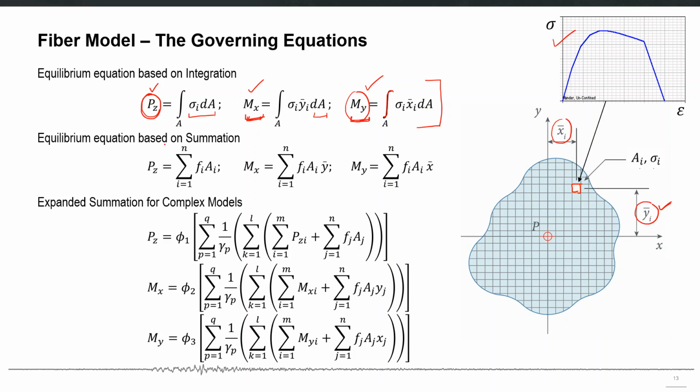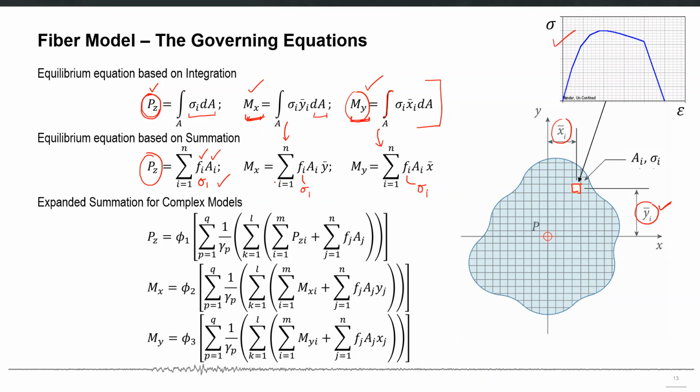We can convert these equations into the summation form if we use the idea of this discretization. So these integrals can be converted into summations like this. So here you can just sum the product of the stress in each fiber and the area of that fiber, and you will get the total axial force. So basically this Fi is same as the sigma i. I should have used the sigma i notation here. Here also this Fi is sigma i, and Fi here is also sigma i. So if you just convert that integral equation into summation equation, you will get this one. So you sum all the forces in all the fibers, and then you will get the Pz.